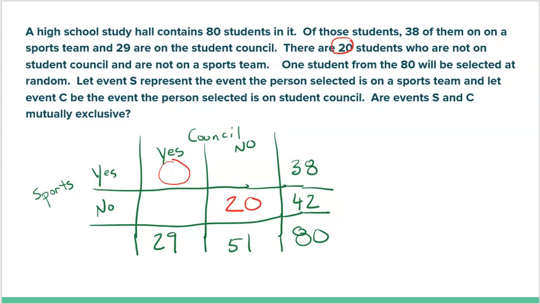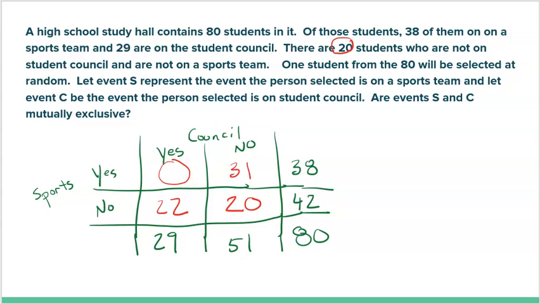All right, I can look at this two ways. 51 kids are not on student council. Minus 20 leaves me with 31. Again, I need that to add up to 51. So same thing over here. If 20 kids are not on student council, not in sports, but 42 total kids are not in sports, I need that row to add up to 42. So that number would be 22 kids that do not play sports but are on student council.